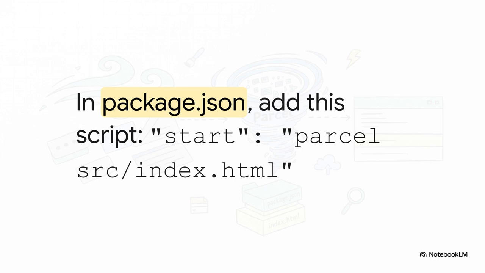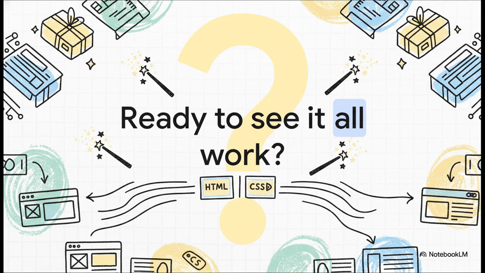To make our lives just a little bit easier, let's open up package.json. Inside that scripts object, go ahead and add this start script. This just creates a handy shortcut so we can type npm start instead of that full Parcel command every single time. All right, everything is in place. The packages are installed, the config files are written, our HTML is ready to go. You ready to see the magic happen?